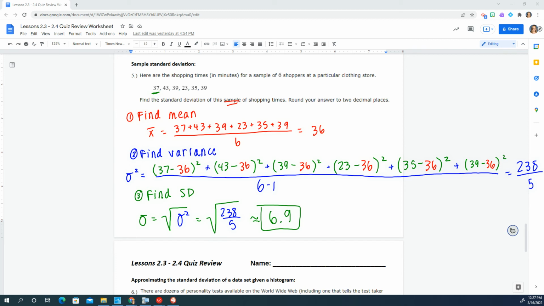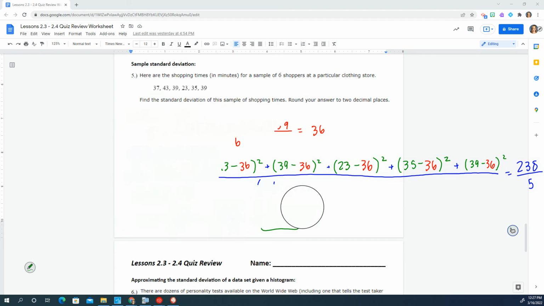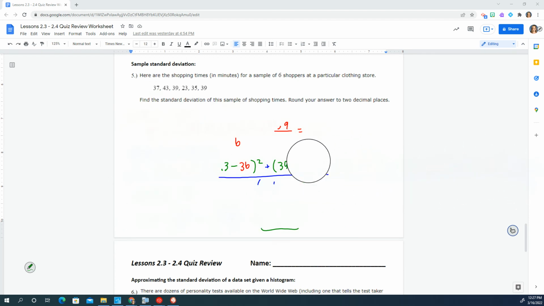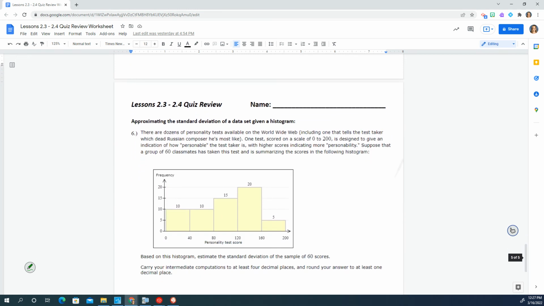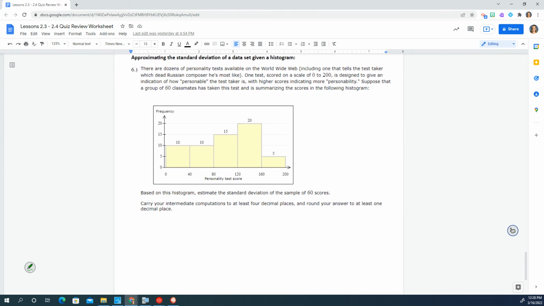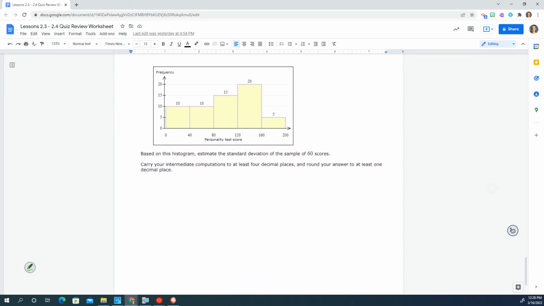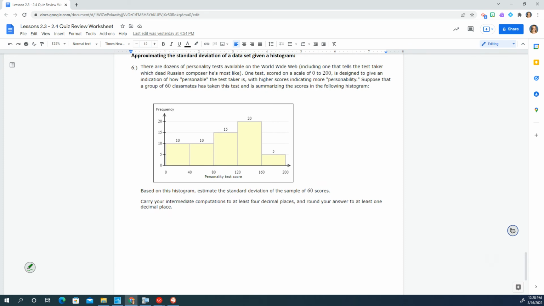All right, last one. Histogram. So, approximating the standard deviation when given a histogram. And then we'll be done with this, and I'll let you guys practice. Okay. So, same steps. We still have to find the mean, find the variance. Obviously what I was saying before, if we struggled with finding the mean of just a straight up histogram, chances of getting this one correct are pretty slim.